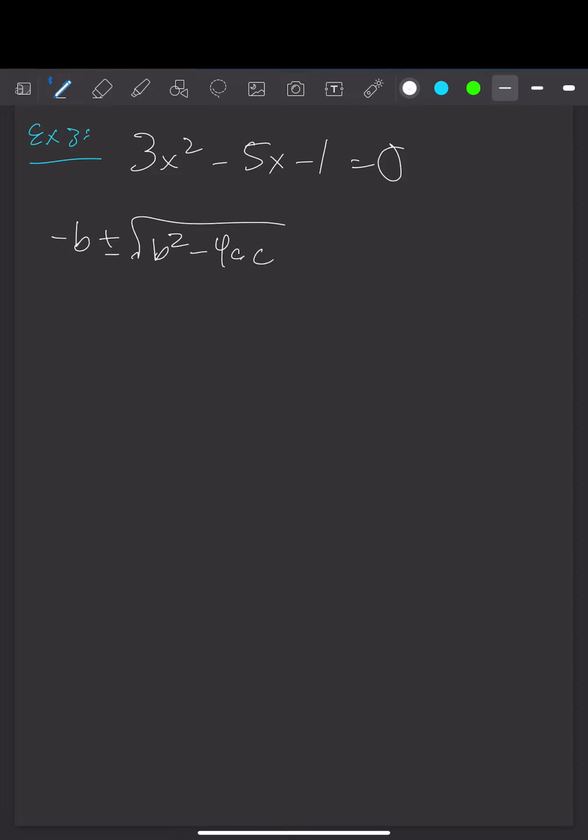So let's say, for example 3, they're asking you to find all real solutions for 3x squared minus 5x minus 1 equals 0. And they want you to use the quadratic formula. Well, first off, you're going to need your a, b, and c. Because remember, the quadratic formula is as follows: b squared minus 4ac all over 2a. So what is a, what is b, and what is c? Luckily, we do know what those are. A is 3, b is negative 5, and c is negative 1.